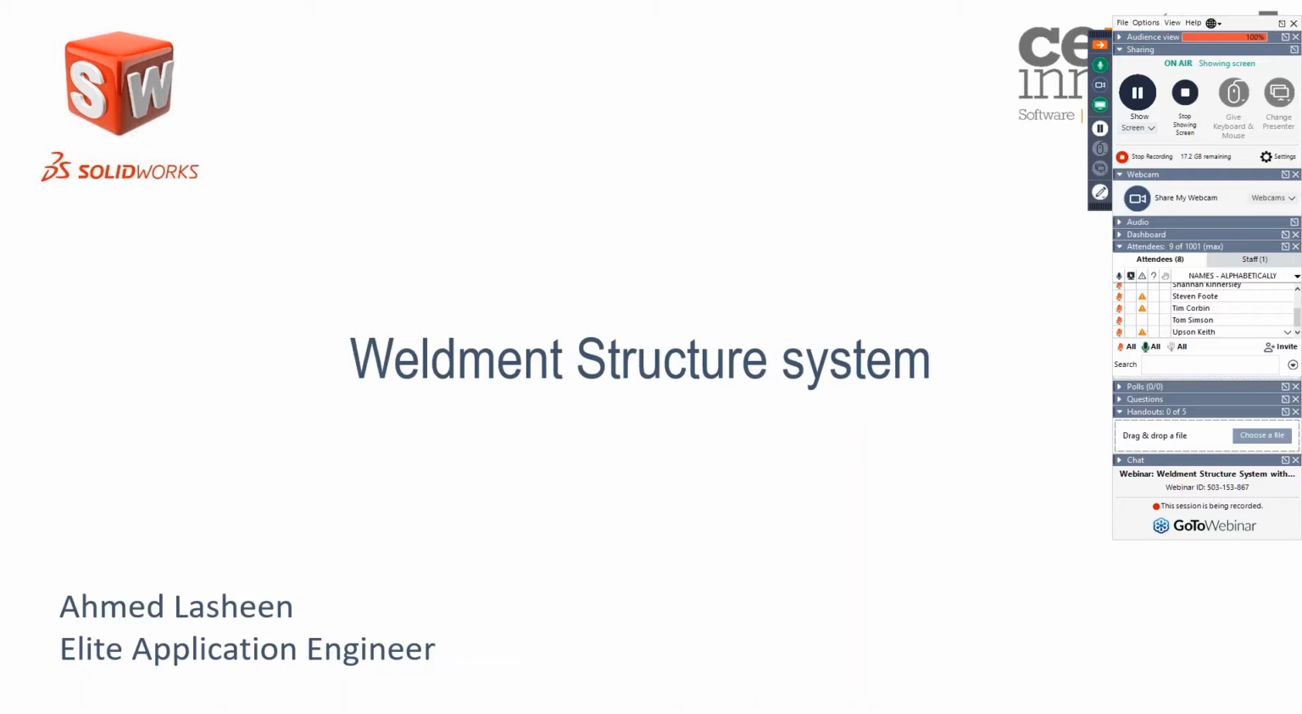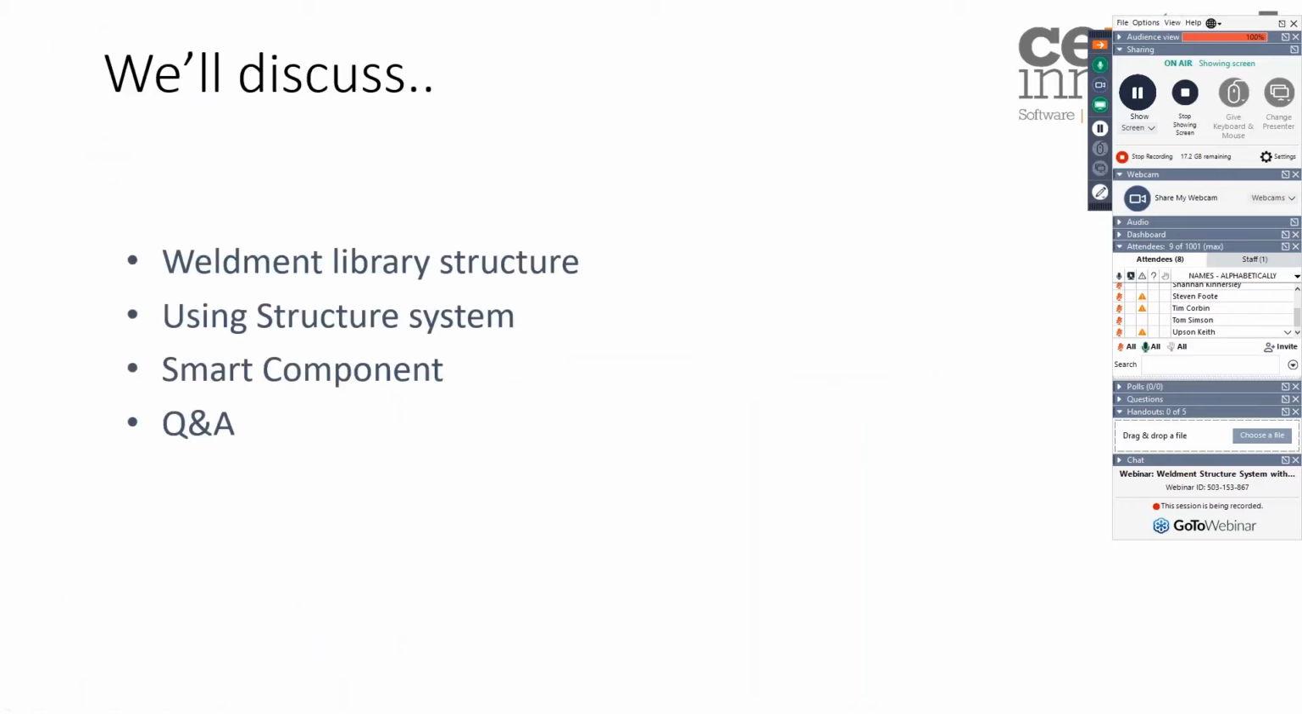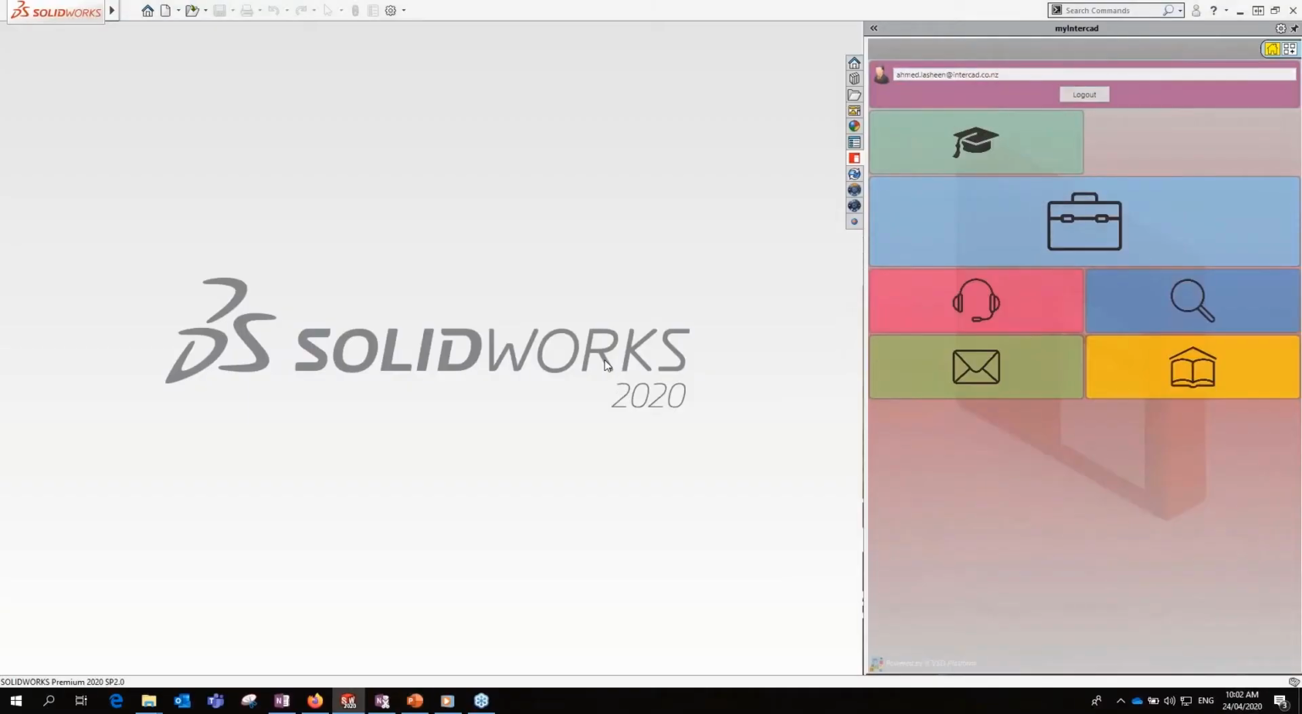We will go through several topics today about the new structure system, what's a library structure, and how we can use the structure system. And also we will cover an advanced assembly topic about smart components because it will be useful as well with the structure system. Then we'll go through Q&A, but feel free to ask me questions anytime during the session. Sometimes the question is related to the topic I'm covering, and I prefer to cover it on the fly. So let's start. I'll switch now to SolidWorks.